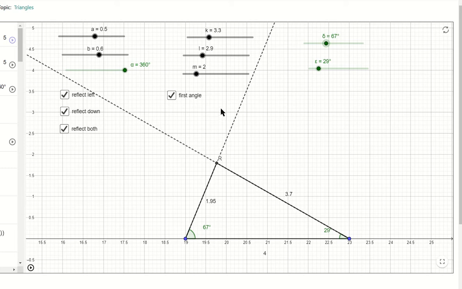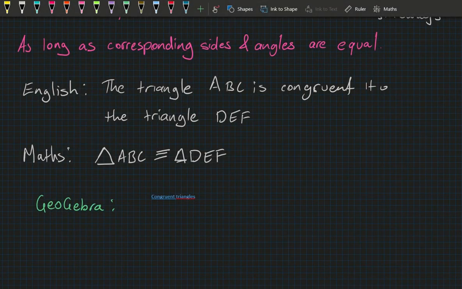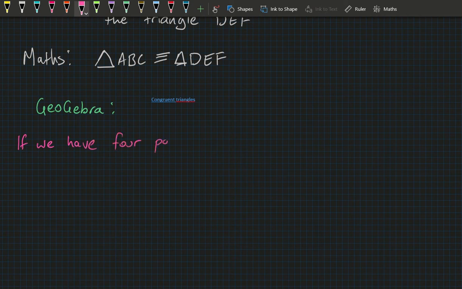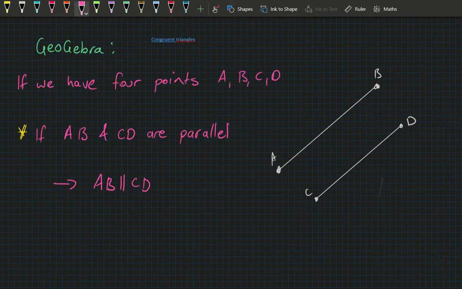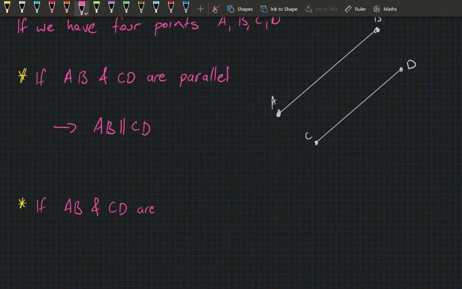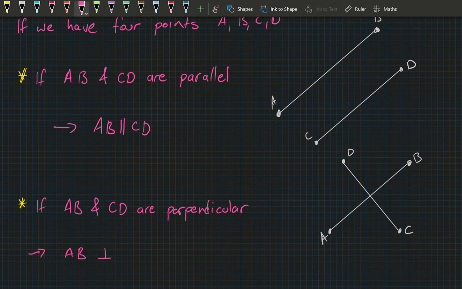Either way, let's head back to the OneNote and write these rules down so we can apply them in the examples. Okay, seeing this is the first new lesson for you in this unit, let's define all of the rules, starting with some definitions that aren't totally about triangles. If we have 4 points A, B, C, and D, if the lines AB and CD are parallel, let me draw that, we write that with this notation. And if AB and CD are perpendicular, and let me draw that, we write that with this notation.